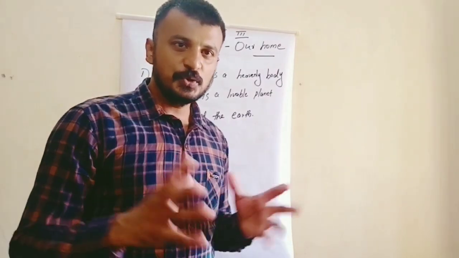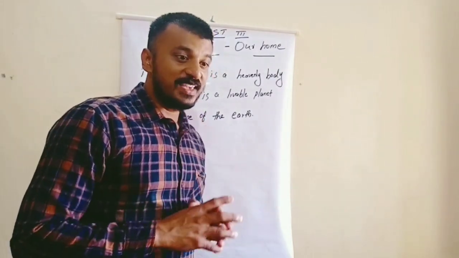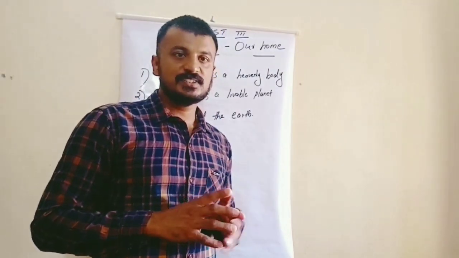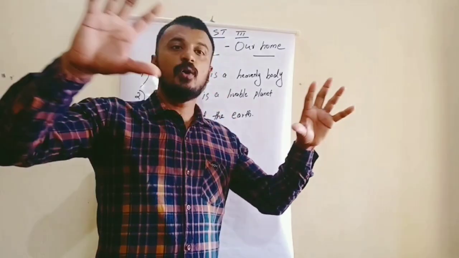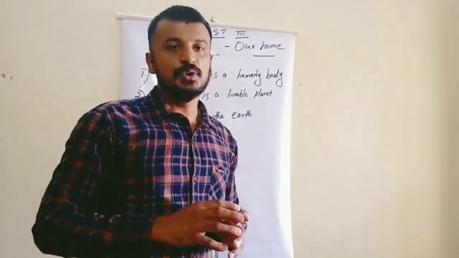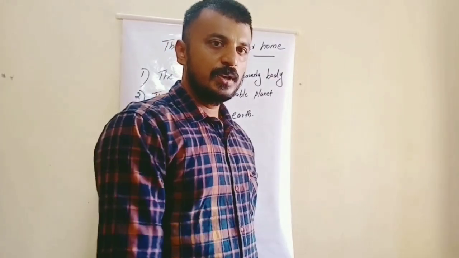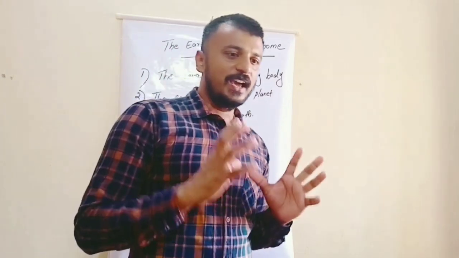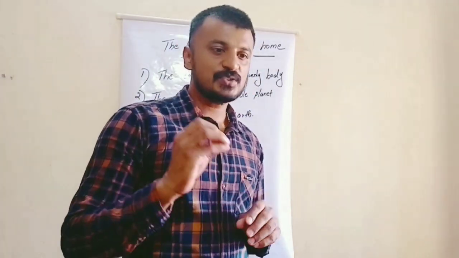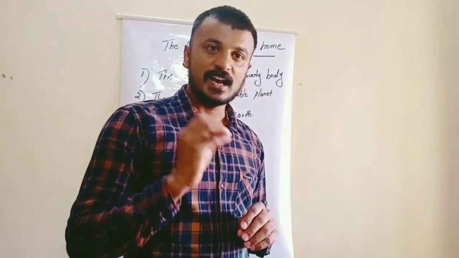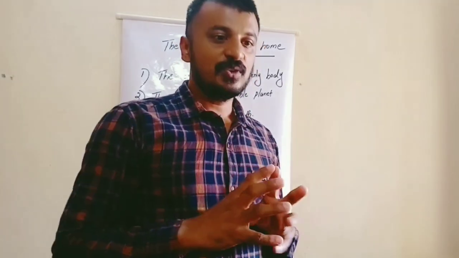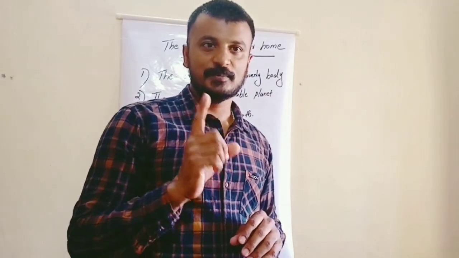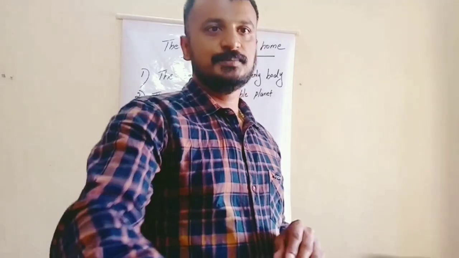Do you know what is universe? The vast space containing all the heavenly bodies is called the universe. It's a vast space and it contains all the heavenly bodies, that is called the universe. When we see the earth from the space, the earth looks blue in color because of the water in oceans and seas. So the earth is also called the blue planet or watery planet. Okay, blue planet or watery planet.